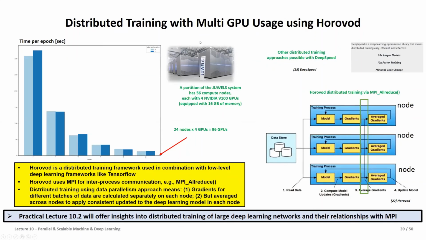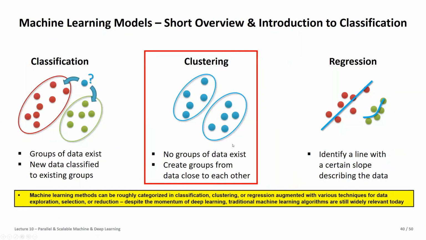In the area of distributed training with multi-GPU usage, there's a certain technology called Horovod we will discuss. And there's also DeepSpeed today, where Rocco will show you why it's so successful using these models in machine learning and deep learning together with many different GPUs. You see here that with 96 GPUs we reduce the time per epoch, but we will have much more detail in lecture 10.2 on how this works.